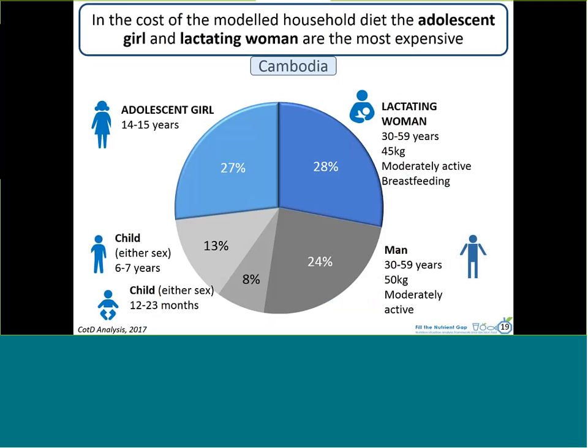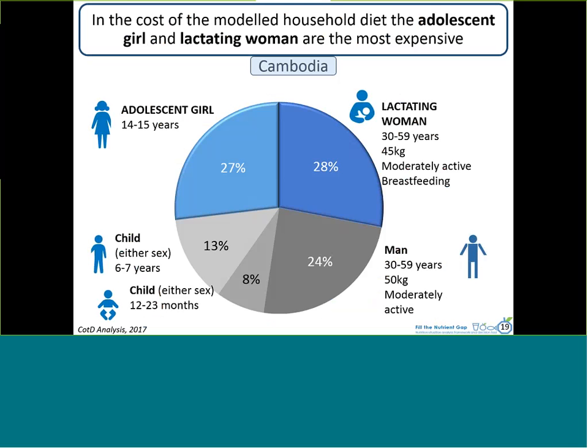So in addition to thinking about the household, we really try to consider the different individuals, particularly the individuals that we focus on related to the first 1,000 days. And this is an example from Cambodia, but something that we've found to be true in pretty much every country that we've looked at, that the adolescent girl and the lactating woman are the most expensive household members to meet the nutrient needs of. And this means that for them, it is the most difficult to meet their nutrient needs. In fact, we know due to inter-household sharing that it's probably not very likely that these people get the diet that they need.